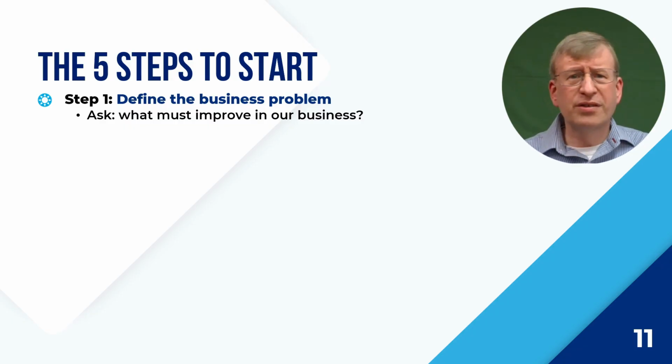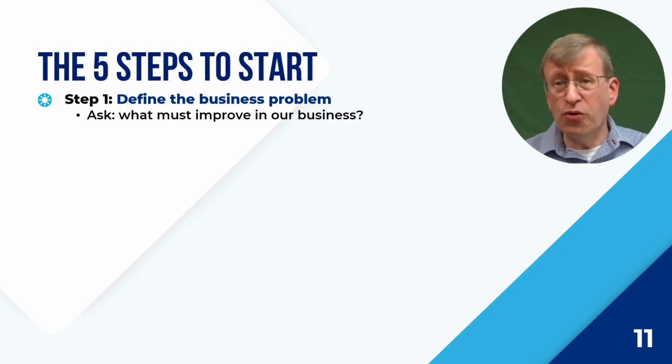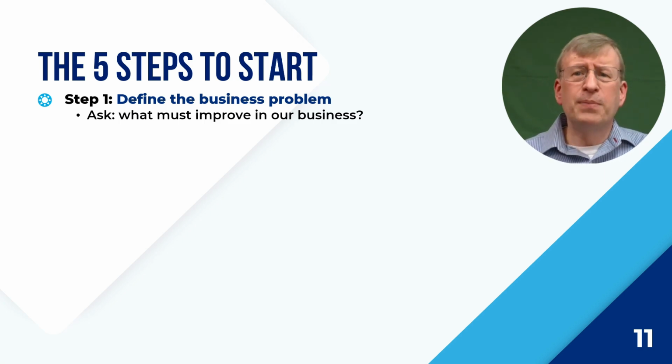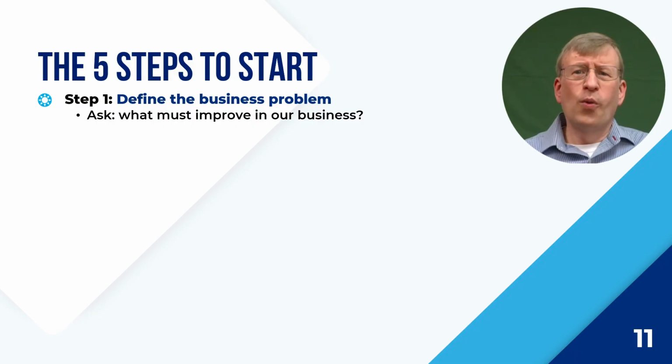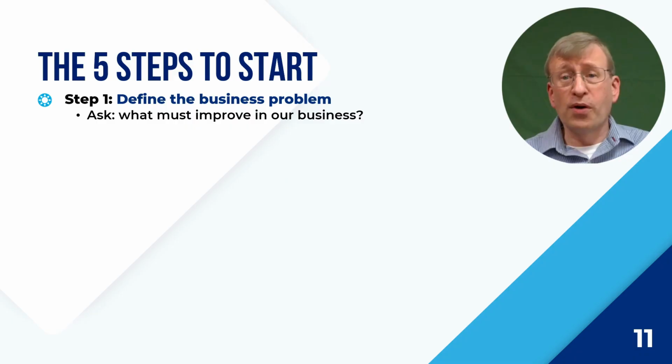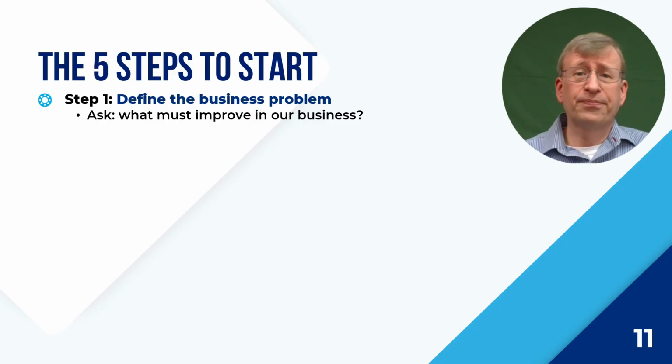Is it cost? Is it speed? Is it quality? Is it growth? Frame the problem in business terms, never technical terms. For example, our financial close process takes 15 days. It needs to come down to 5. Or our customer churn is at 12%. It must drop to 8. When you define the problem this way, you align AI with what executives, boards, and customers actually care about.